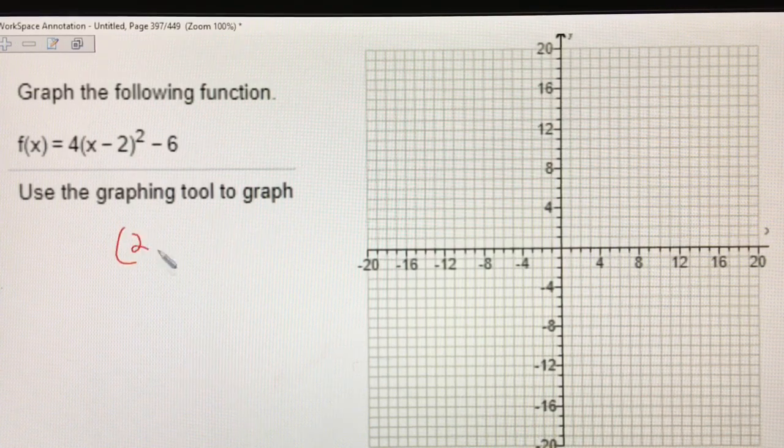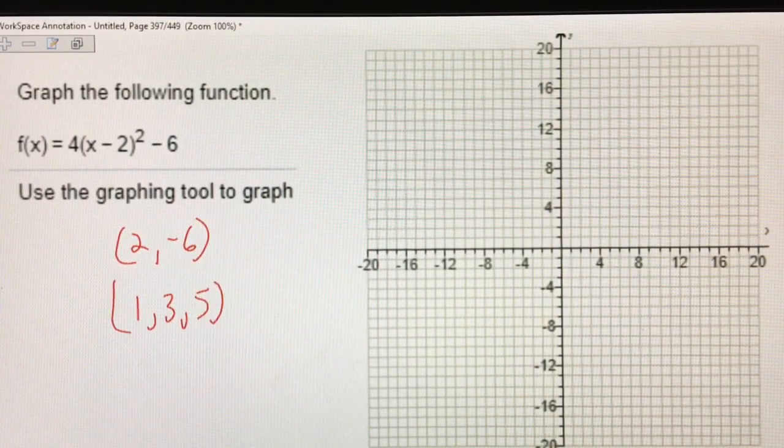Opposite, same. Vertical stretch of 4, so I'm going to implement 1, 3, 5, but in front of that, I put the 4. So I'm going to go to 2, negative 6, right 2, down 6, place my vertex. It's a positive 4, so I'm going to go up 4 over 1, up 4 over 1. Then I have to go up 12 over 1.